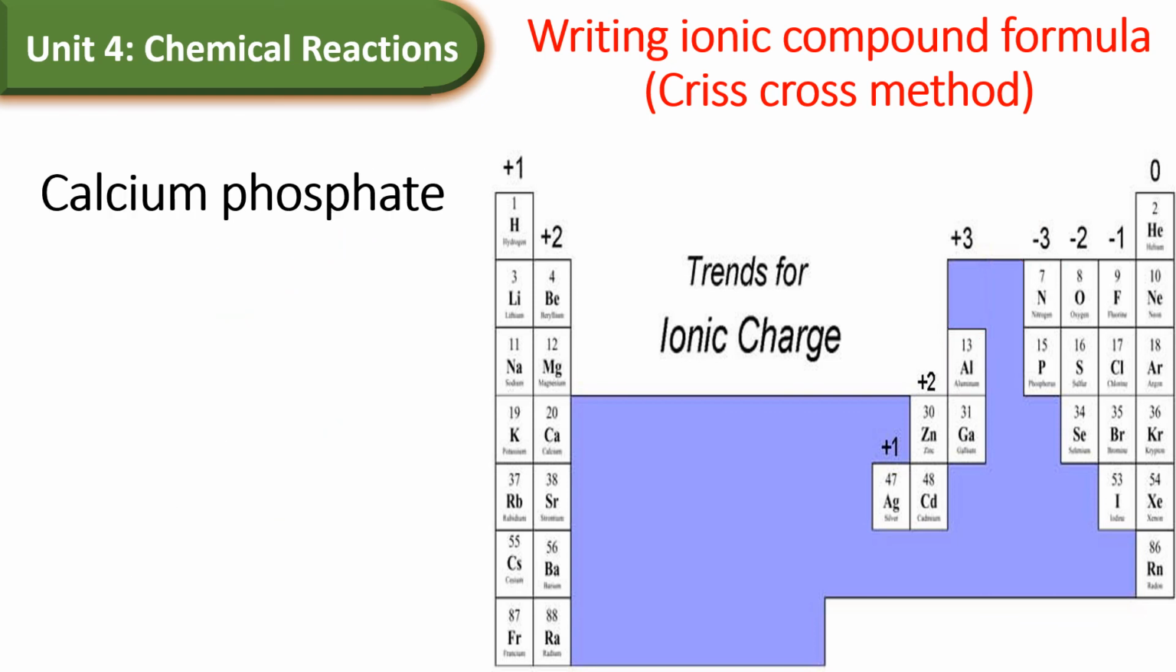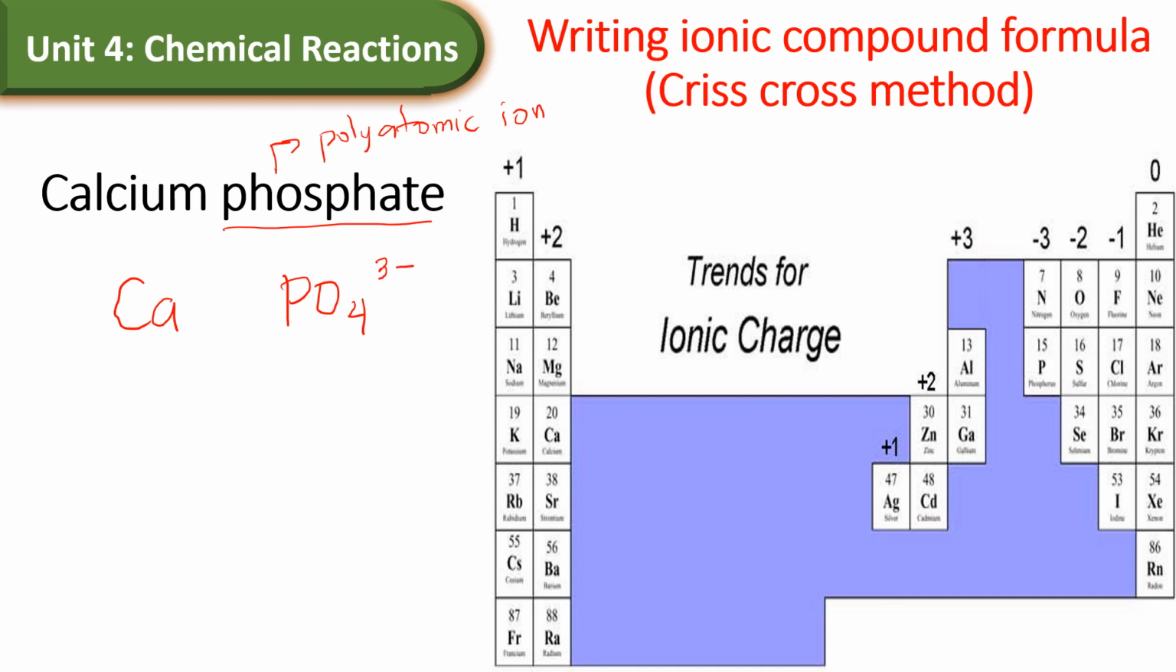Okay, next we have your calcium phosphate. Calcium is Ca. Phosphate, remember this is not IDE, so it's not from phosphorus. Phosphate is a polyatomic ion, wherein the polyatomic ion for phosphate is PO4 with a negative 3 charge.